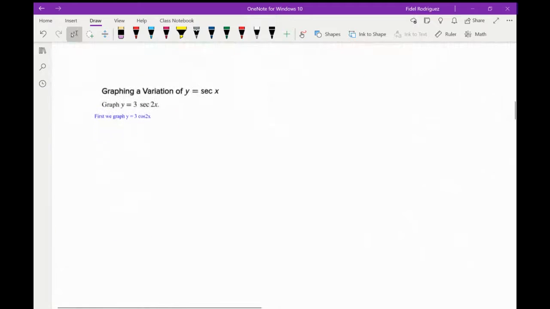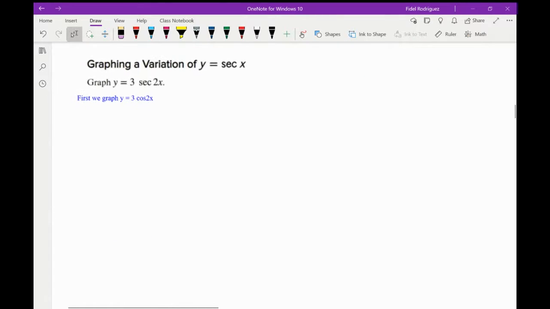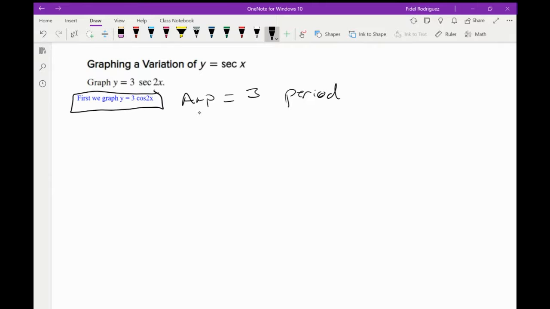All right. So, guys, we're going to do the same thing here. We're going to graph the variation of secant of x. So the graph we want to do is y equals 3 secant of 2x. How are we going to do that? We're first going to graph y equals 3 cosine of 2x. So first we're going to sketch this graph. Let's first find the amplitude. Anybody know what the amplitude of this graph is? 3. Then we're going to find the period. The period is going to be 2 pi divided by what number here? 2. Good.